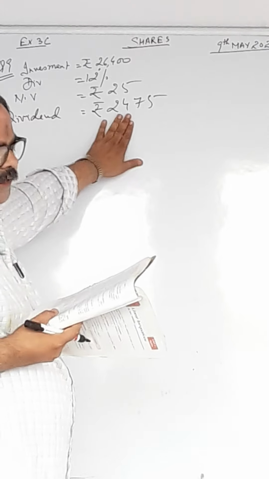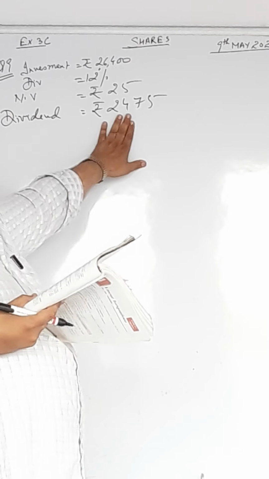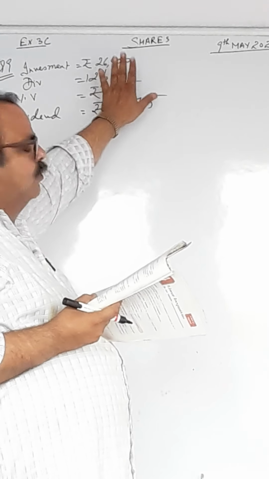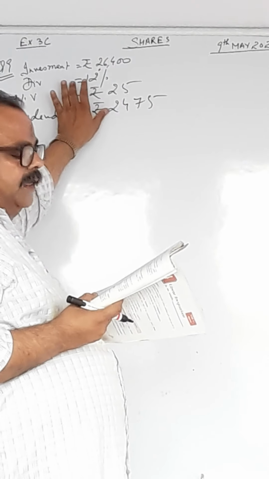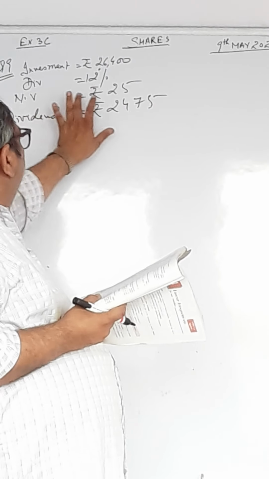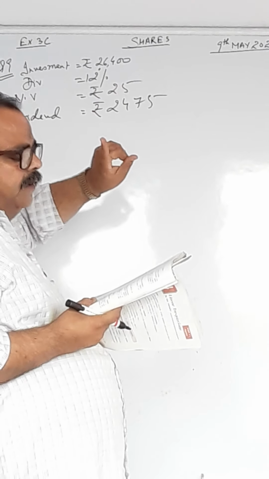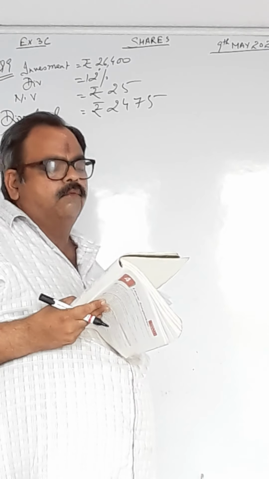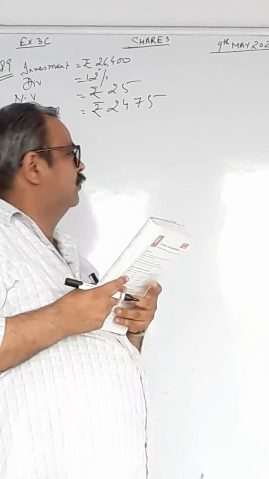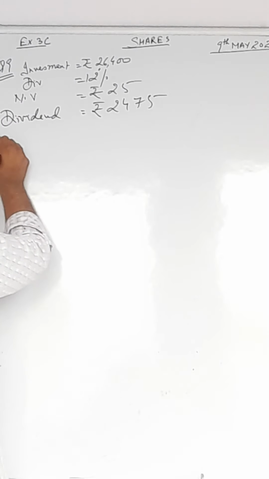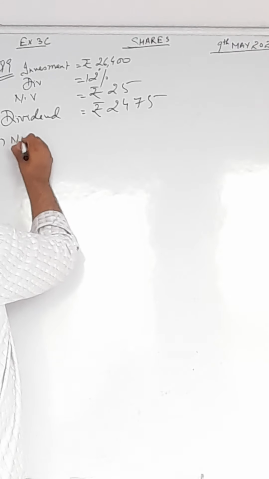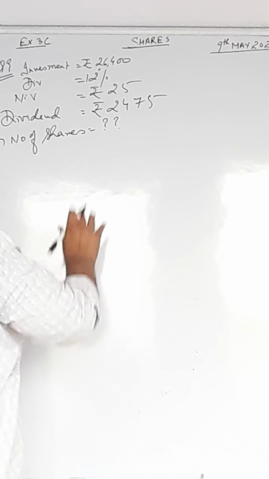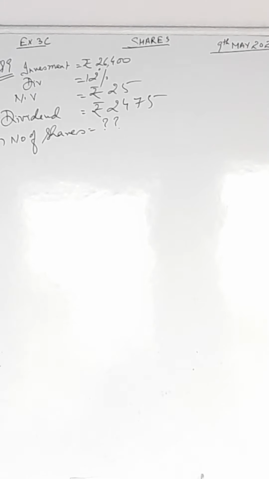Dividend is paid by the company after 1 year. When we keep the shares for 1 year, it is paid by the company. Once again, investment 26400 is the market value. Dividend will be given by the company at 12%, with nominal value rupees 25 per share. This much is the dividend he got from the company. Number one, number of shares he bought. Please think which formula we use.